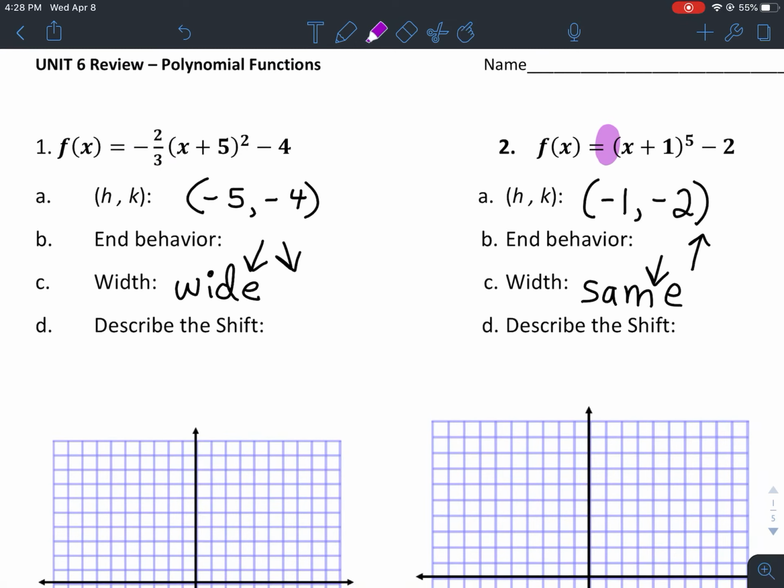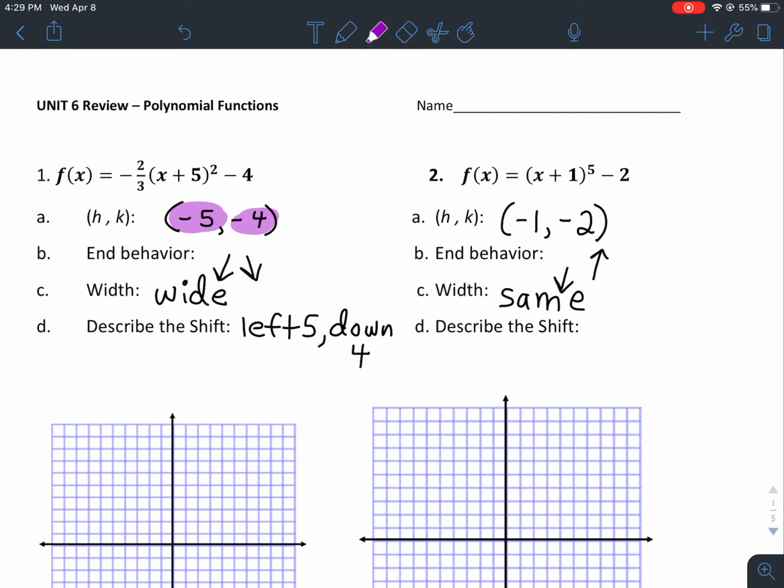So the shift comes from the HK. The first thing I'm looking at is negative 5, which means we go left 5 units. And then we look at the negative 4, which means we go down 4 units. And then same thing for number 2. We see negative 1 in the x coordinate, so that means we go left 1. And we see negative 2, which means we go down 2.